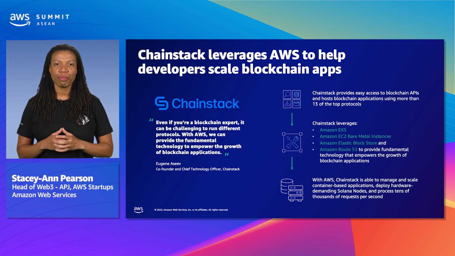Here, we can see another example of how to leverage AWS to help developers scale blockchain applications. ChainStack provides easy access to blockchain APIs for Web3 developers, startups, and enterprises building blockchain solutions. The company hosts blockchain applications using more than 13 of the top protocols. Since its founding, ChainStack has run its platform on AWS. ChainStack leverages AWS services to provide fundamental technology that empowers the growth of blockchain applications. With AWS, ChainStack is able to manage and scale container-based applications, deploy hardware-demanding Solana nodes, and process tens of thousands of requests per second.